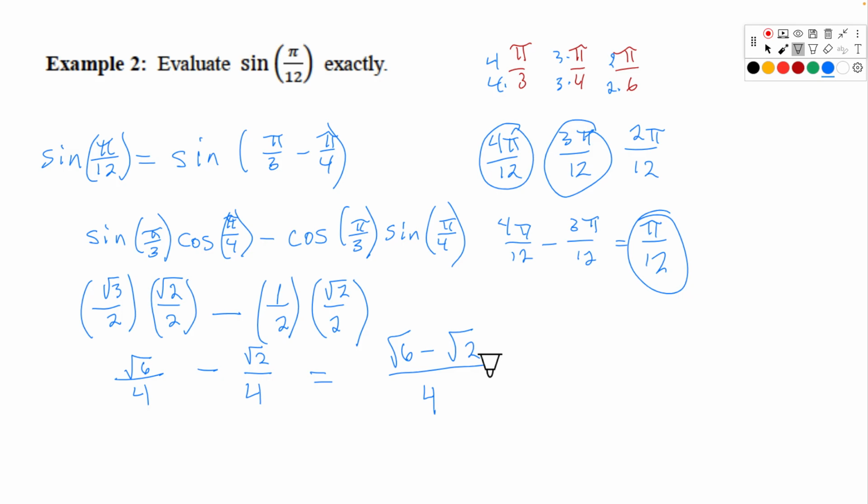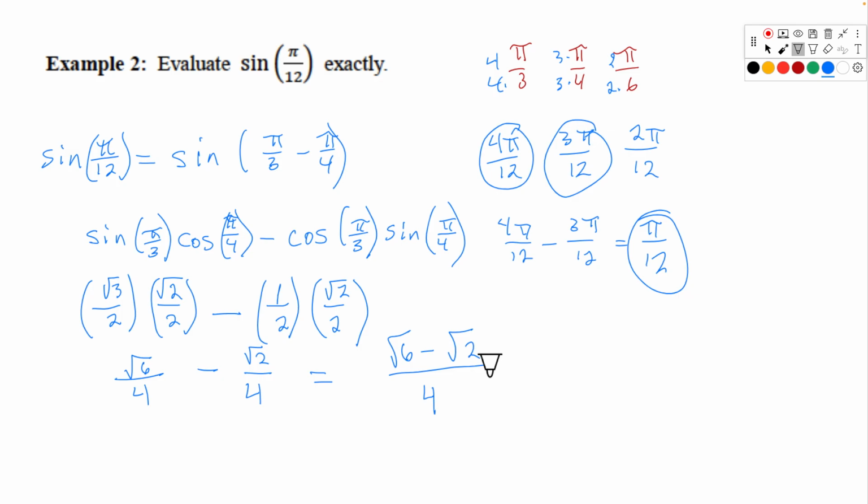Pi over 12 is in the first quadrant, so that's good because the sine of pi over 12 in the first quadrant should be positive. So just kind of a quick check on that. But that's what it is, and that's an exact value. Second option. We okay with that? So subtraction, addition. You play with it. You might have to get some common denominators if we're working with the radians. But again, that's all there is.